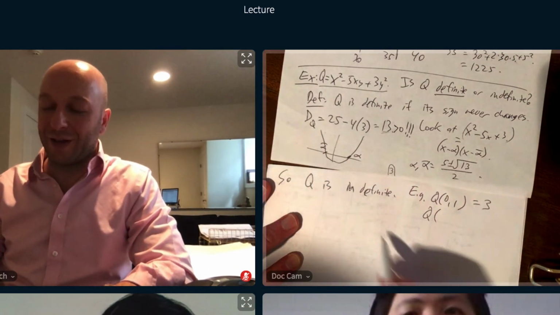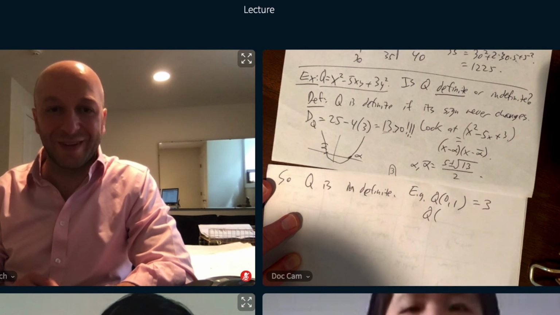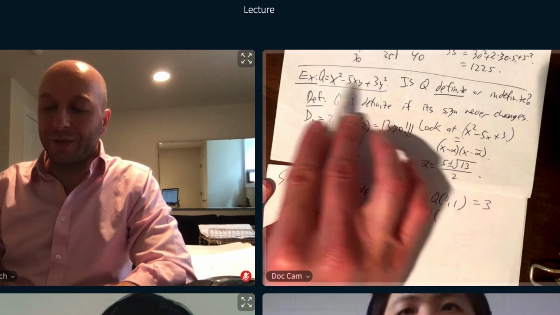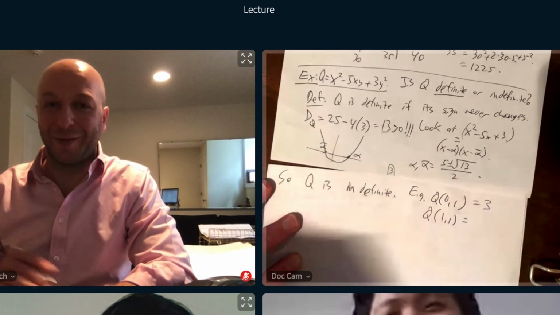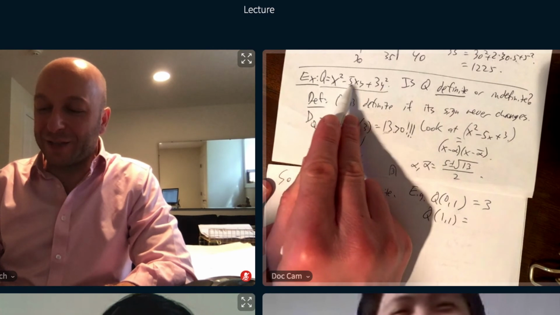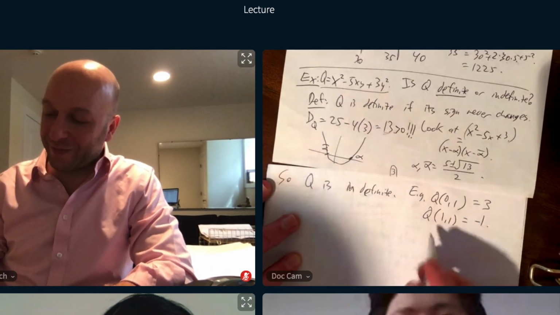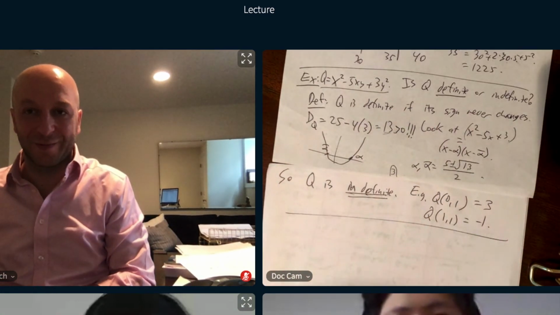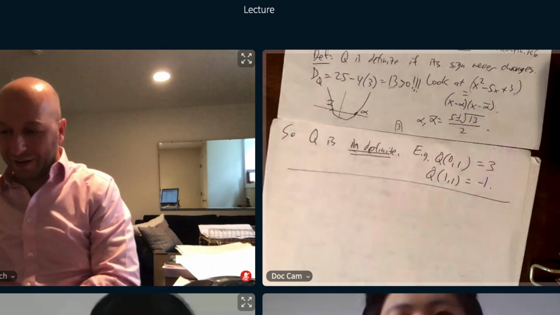And what about a negative value? 0, 0 will always give me 0 because it's homogeneous. Yeah, 1, 1. Right. Maybe that's what you meant. 1, 1. If I have 1 minus 5 plus 3, that is 4 minus 5. That's negative 1. Okay, so it's definitely indefinite. It takes both positive and negative values. Okay?